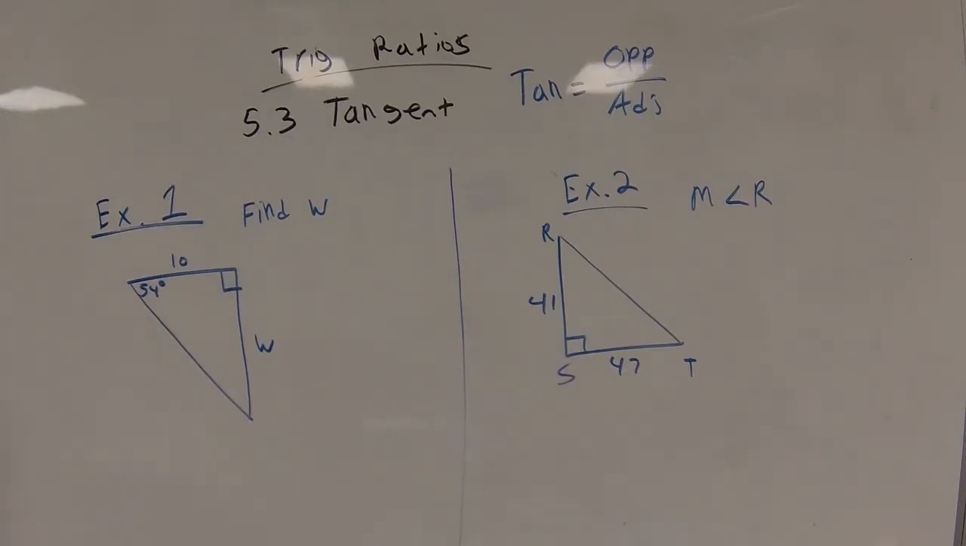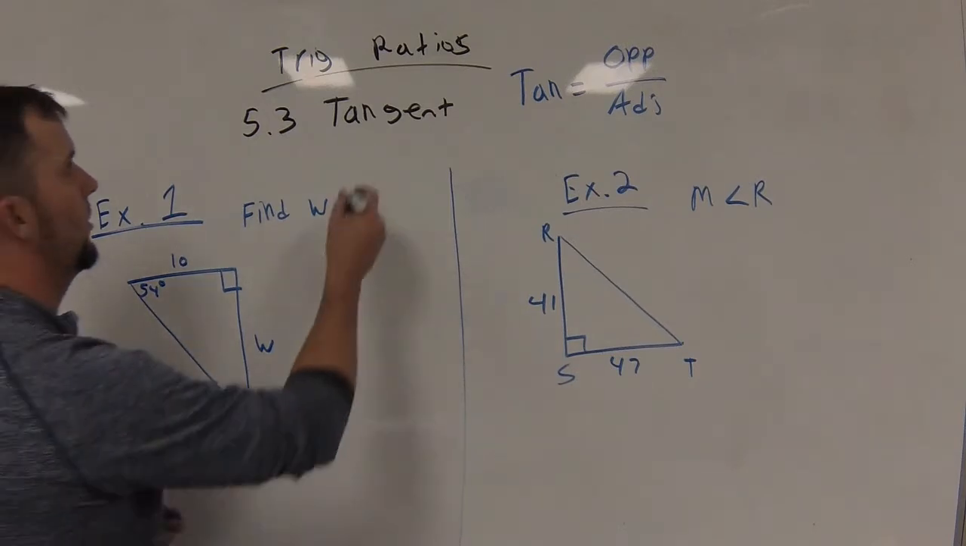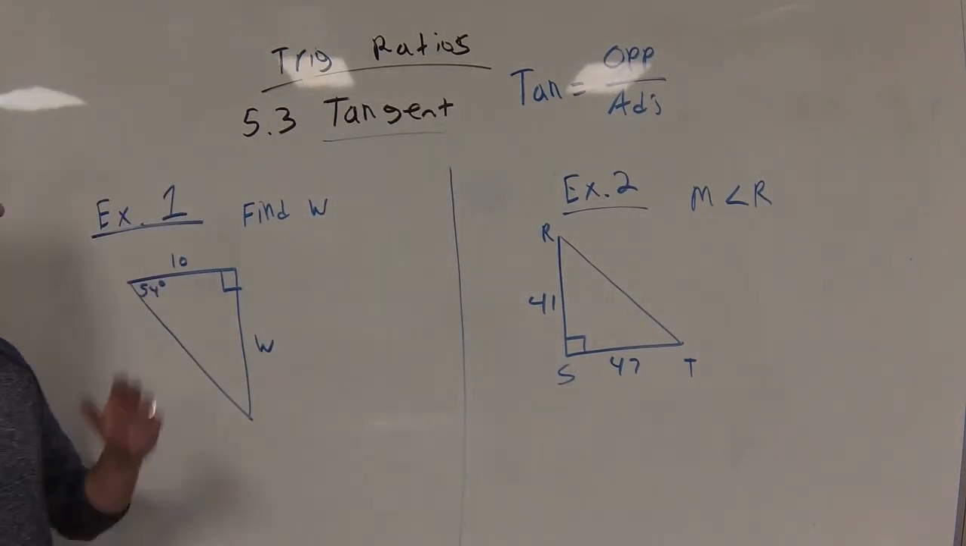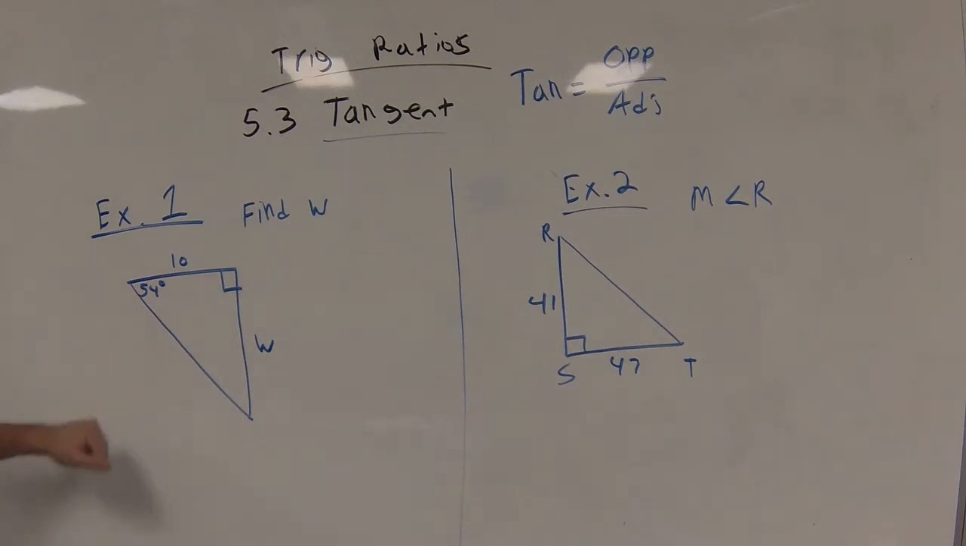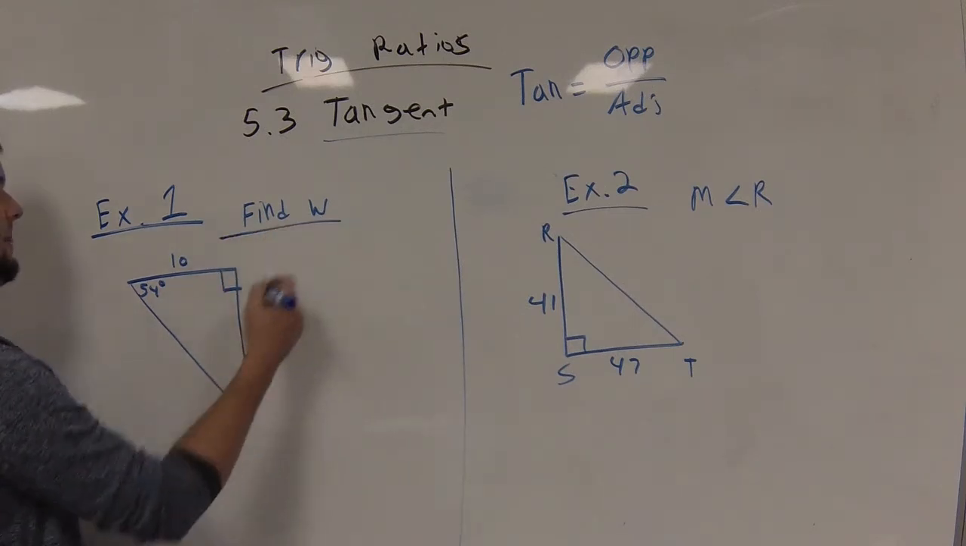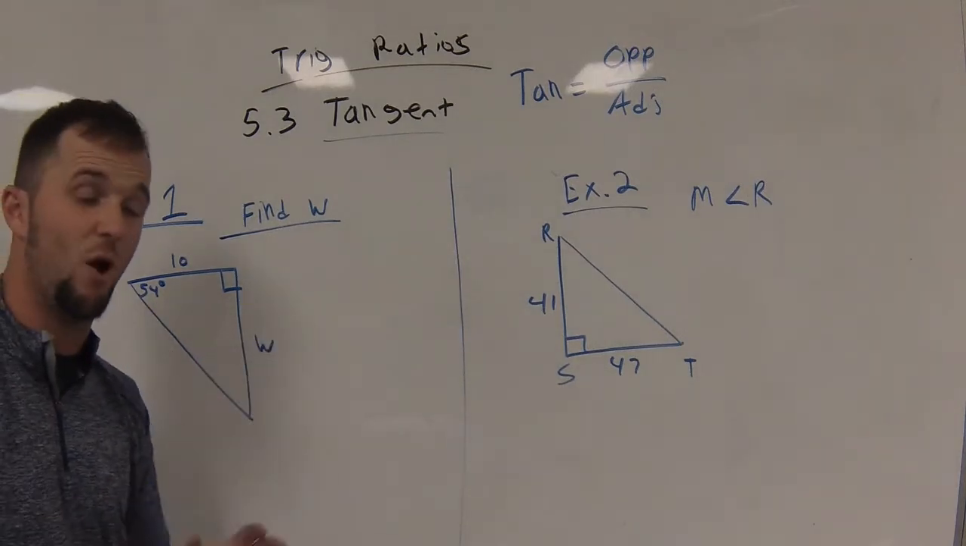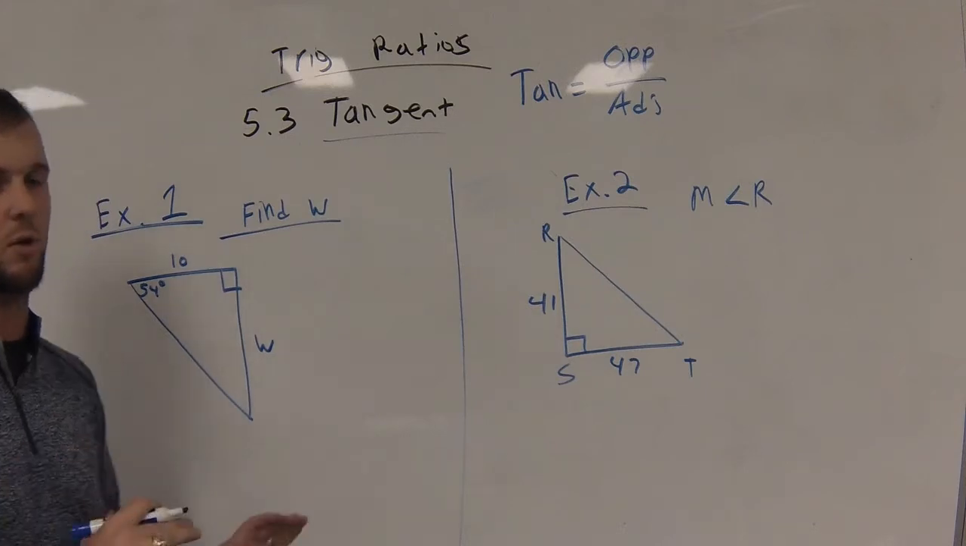All right, ladies and gentlemen, so now for your examples for your tangent ratio using your trig ratios here. With this being said, we're going to look at example number 1. What it says here is we want to find the measure of W, whenever I have already been given an angle measurement of 54 over here. So that means we're going to analyze everything from angle 54.